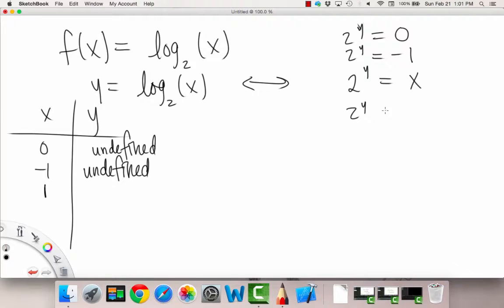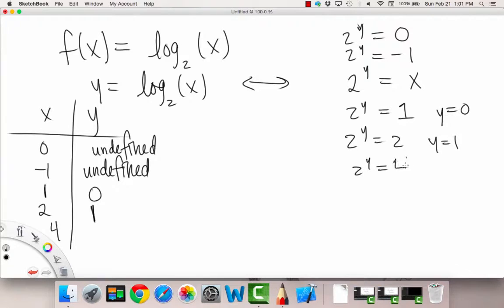So now we have 2 to the y is equal to positive 1. And that only happens when our y is equal to 0, so we found a match on that one. So now we have y equals 0. Okay, let's try maybe a 2. So 2 to the y is equal to 2, so then y is equal to 1. Alrighty, let's try another one. Let's say our x is equal to, I don't know, maybe a 4. So if x is equal to 4, then 2 to the y is equal to 4, so then y is equal to 2. So that's a good one. And let's do one more.